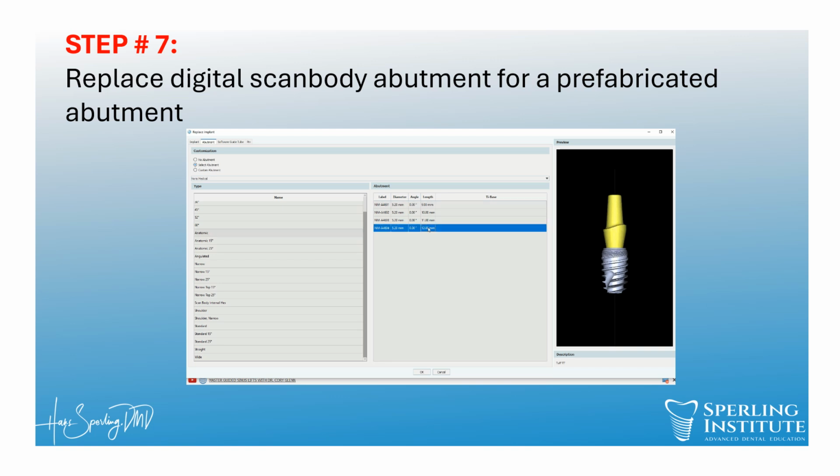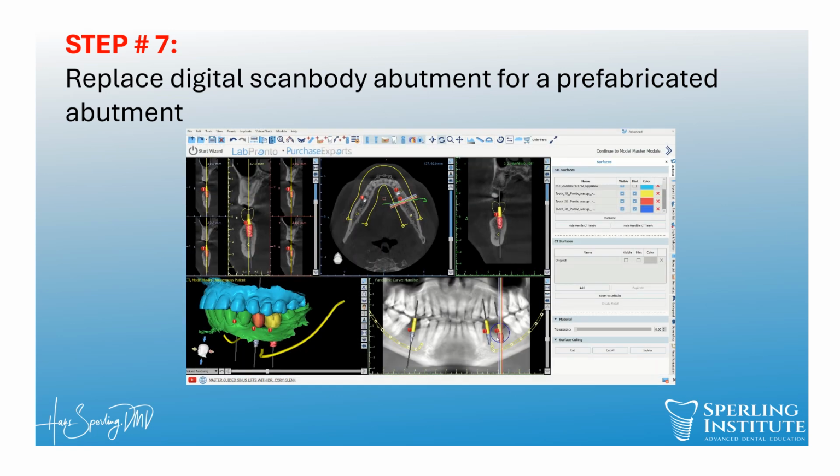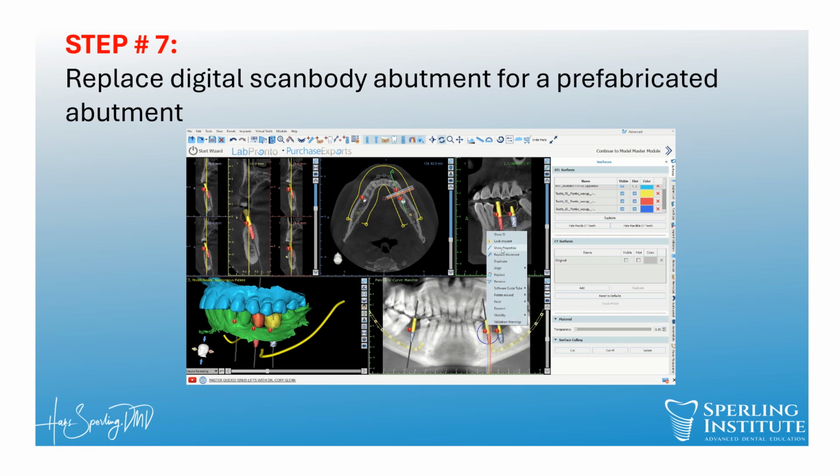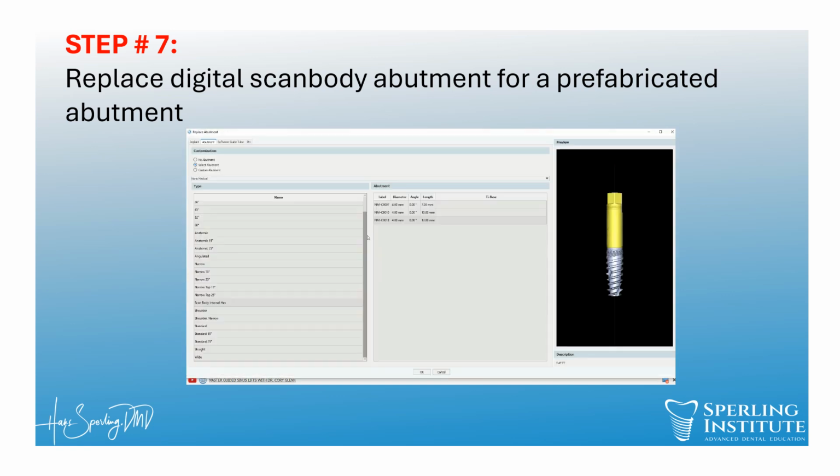And these are the different gingival heights that we have. This is not necessarily what's in the Exocad software, but this is the abutment that we're going to use. And we replace those for all our implants. We're going to select those abutments.